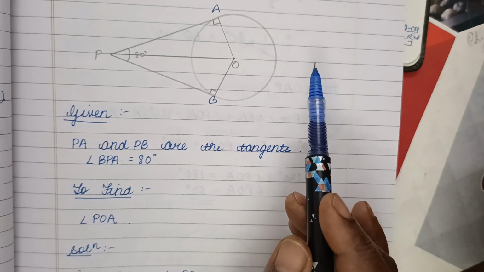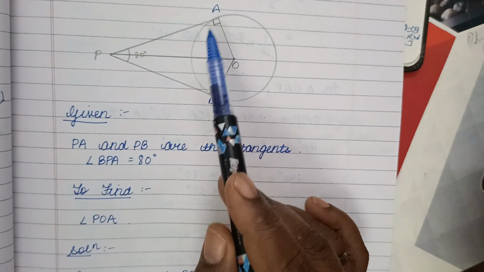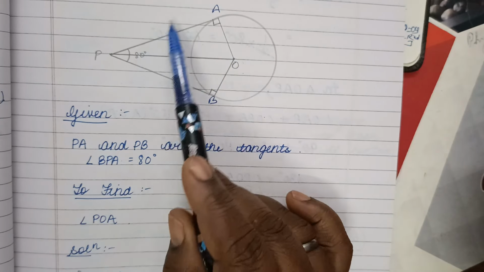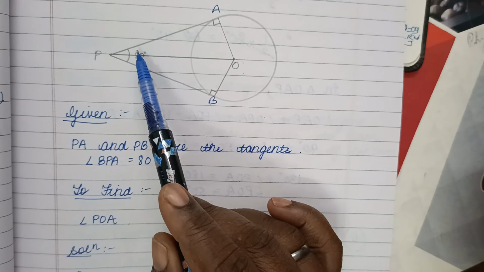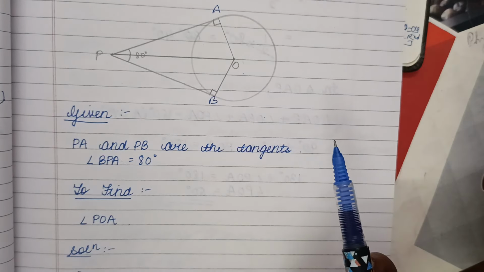Okay, so we have to find out angle POA. So I will take triangle POA. This will be 40 plus 90. Angle sum property, you subtract from 180. So 180 minus 40 plus 90 is 130. So your answer is 50 degree.